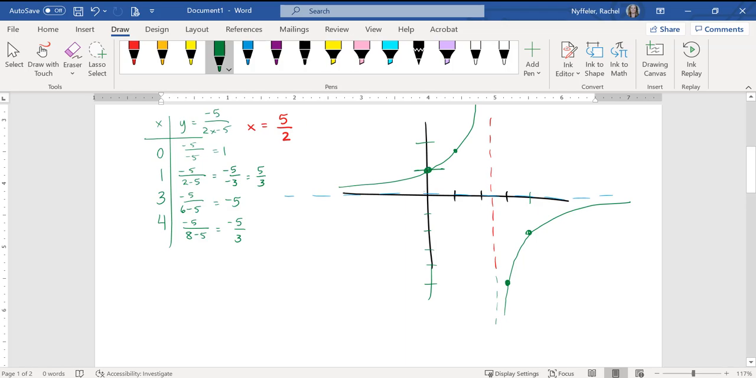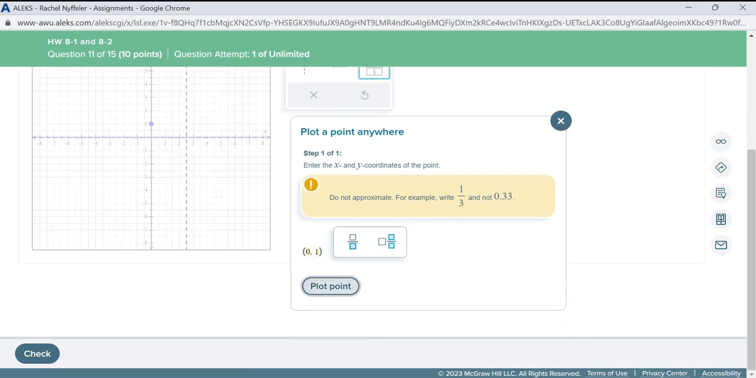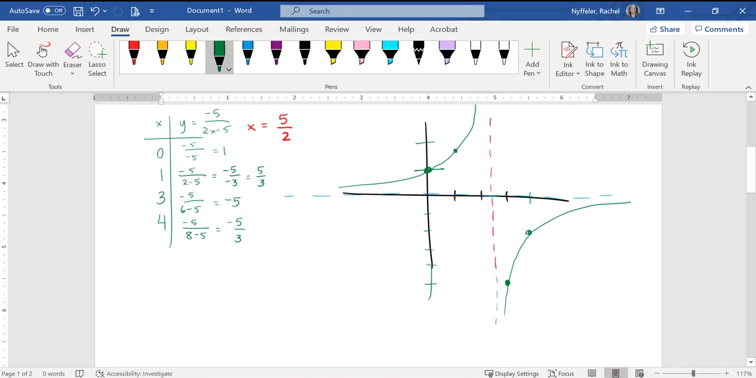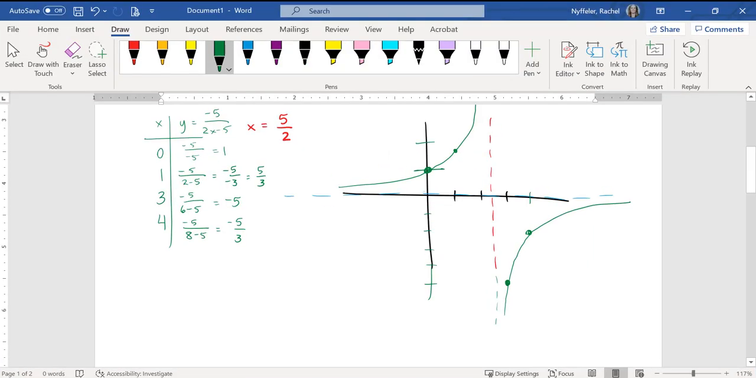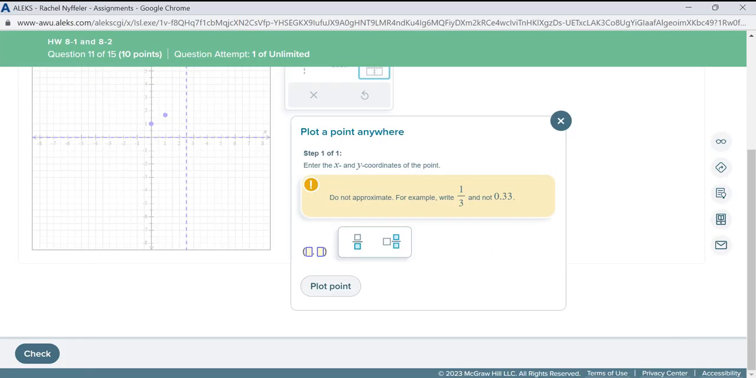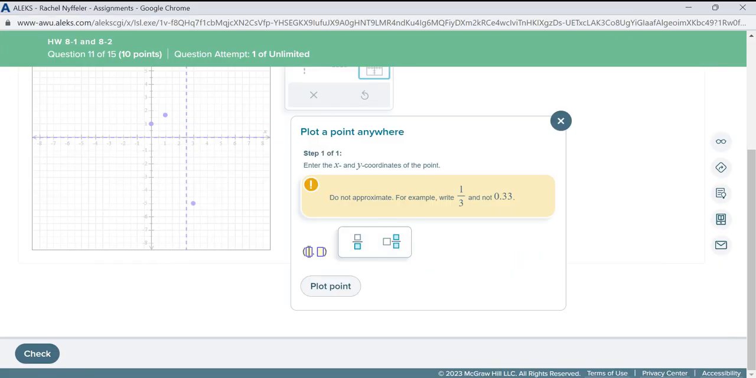Remember over here, my first point is 0, 1. So 0, 1 and then I hit plot. Then I want to plot 1, 5/3. 1 and then 5/3, plot. Then I want to plot 3, -5, plot. And last I want to plot 4, -5/3.